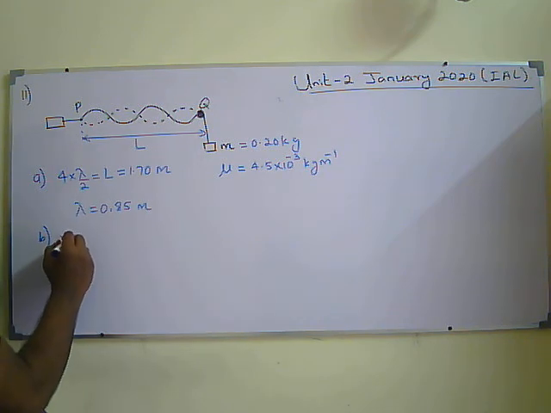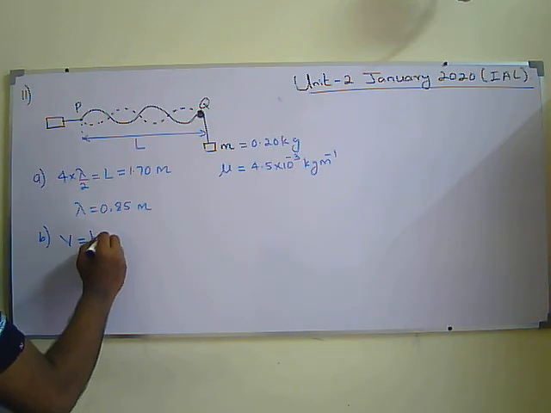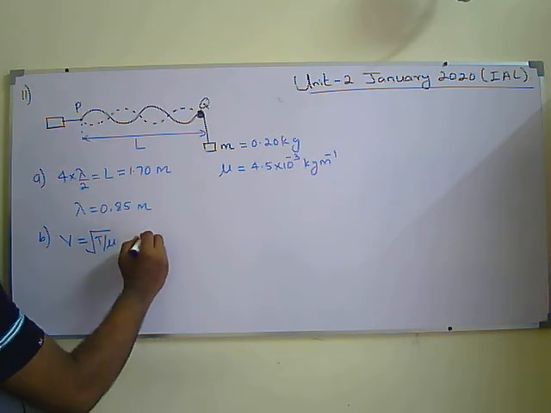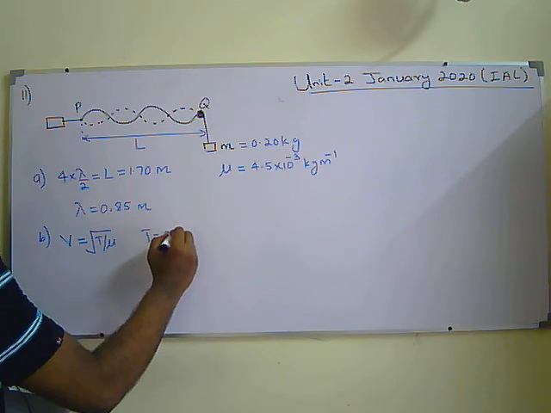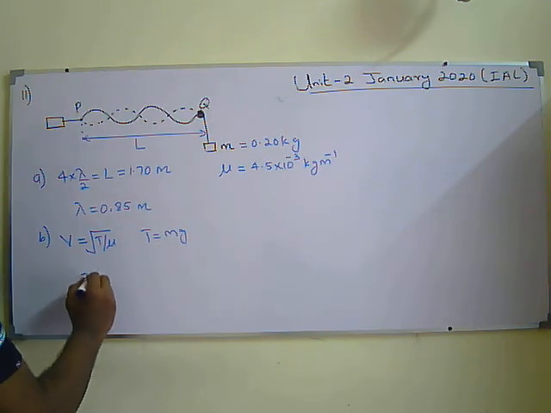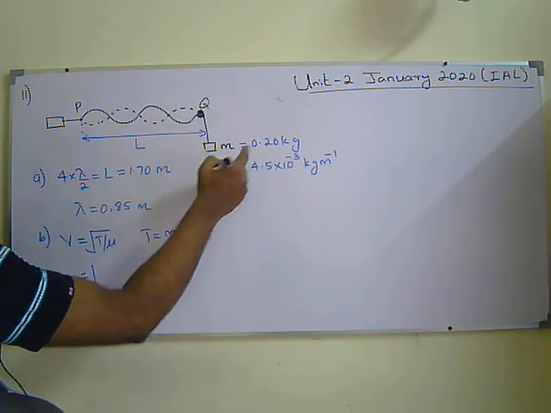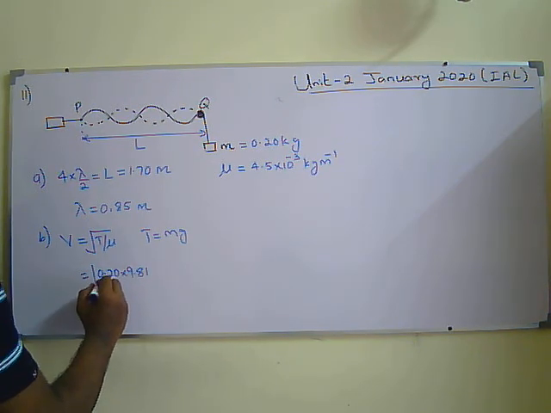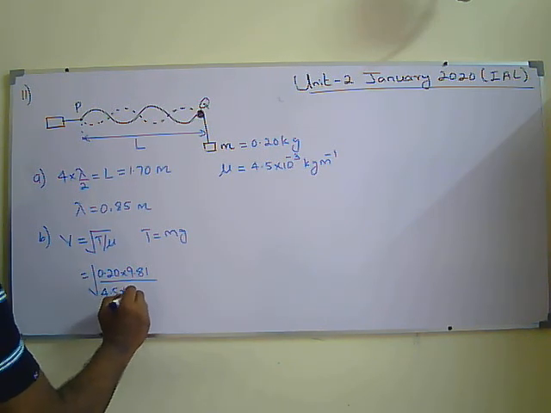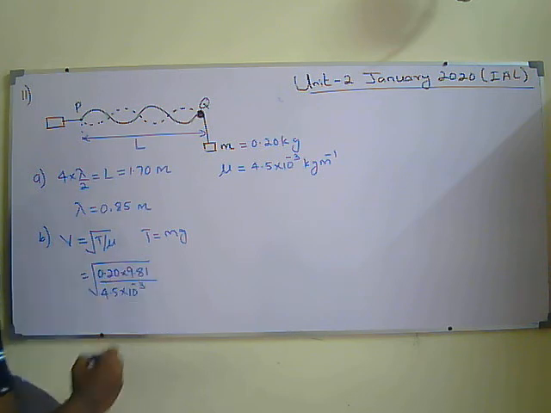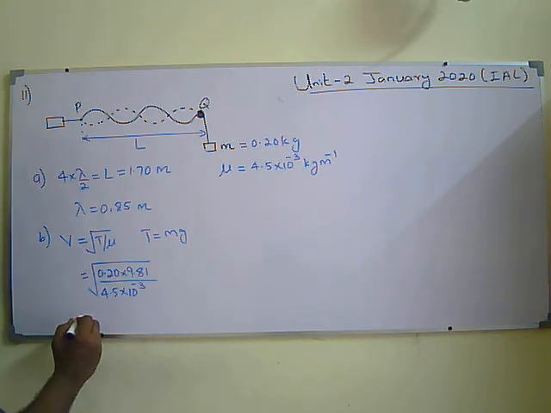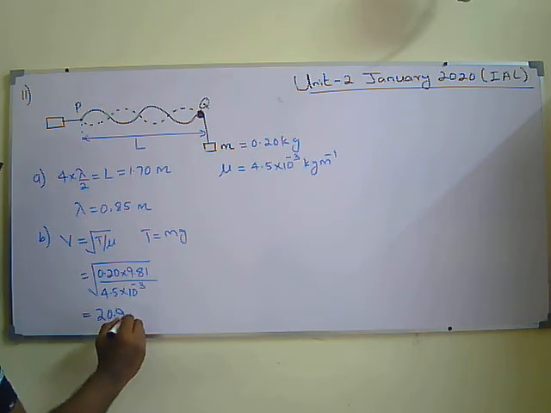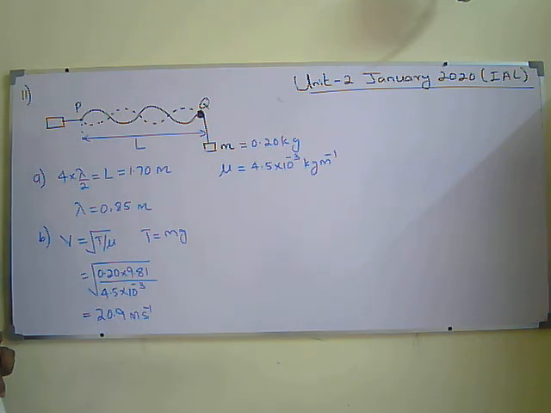The equation for a transverse wave on a stretched string: V equals square root of T over mu, where T is the tension, that is the weight of the attached mass. Substitute the values. T is mg, mass is 0.20 into 9.81, divided by mass per unit length 4.5 times 10 to the power minus 3. If you solve, you will get 20.9 meter per second.